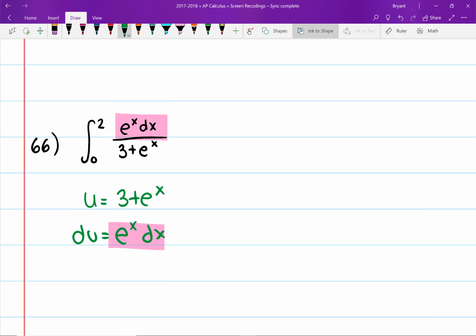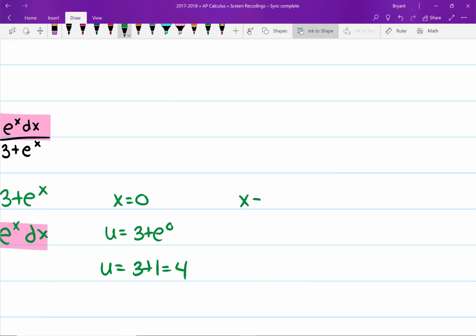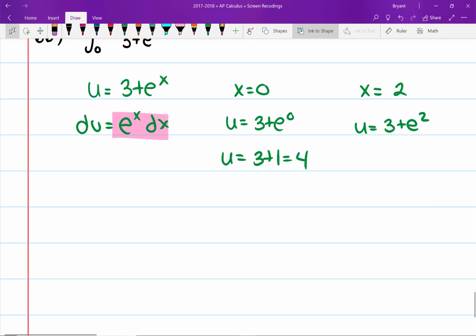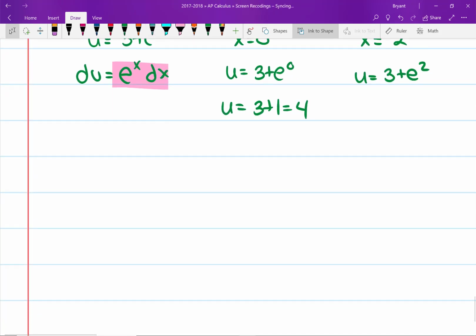We're good to go. If x is equal to 0, then u is equal to 3 plus e to the 0. So u is going to be 3 plus 1, which is 4. If x is equal to 2, then u is equal to 3 plus e squared, which is just 3 plus e squared, nothing to do about that. Now we're going to write our integral. We're almost done. Let's go. So we get the integral from 4 to 3 plus e squared of 1 divided by u du.